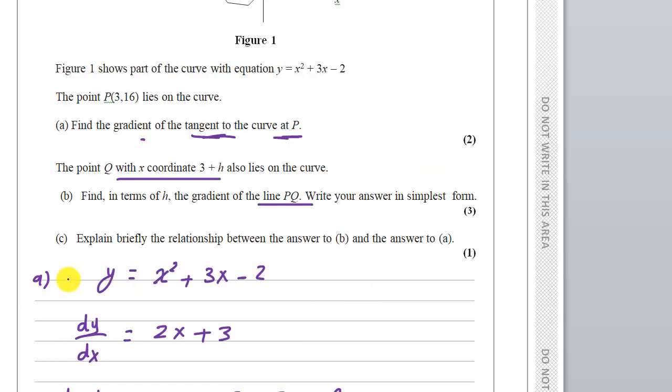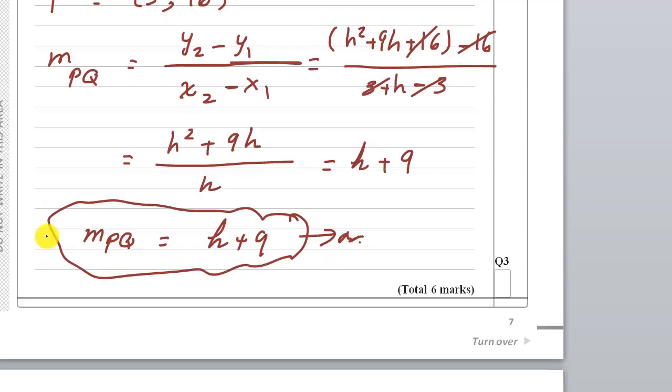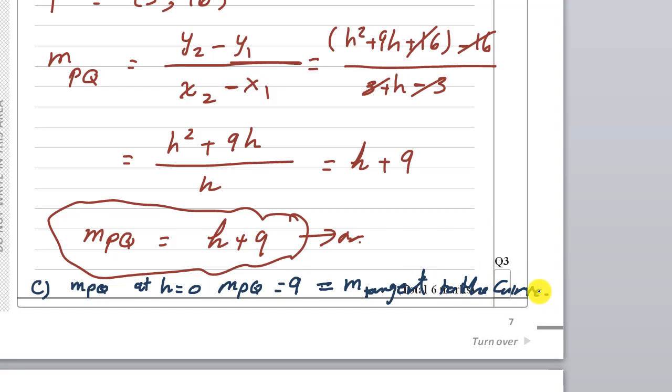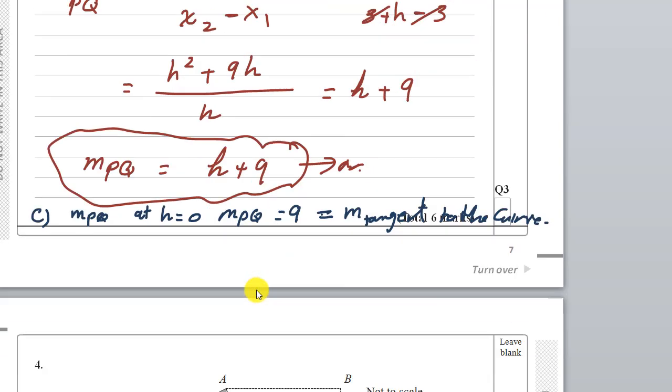Now explain briefly the relationship between the answer to B and the answer of A. So part C. At h equal to 0, m is equal to 9, which is equal to m tangent to the curve. Okay. Let us go ahead to another question.